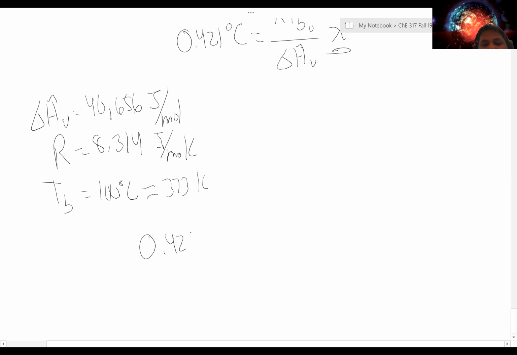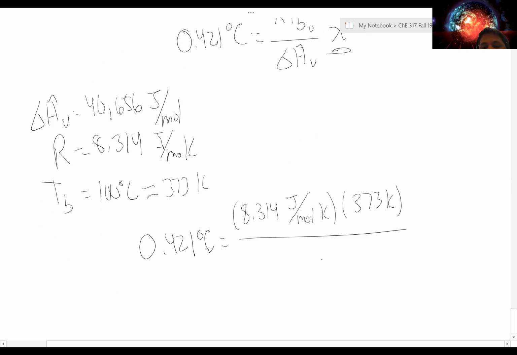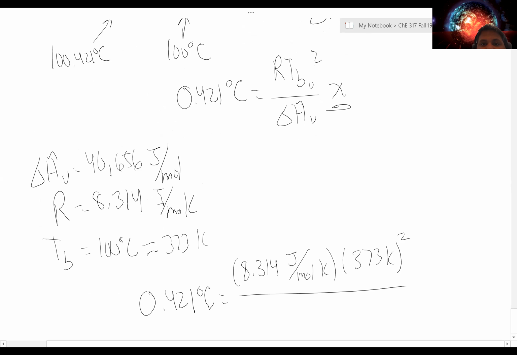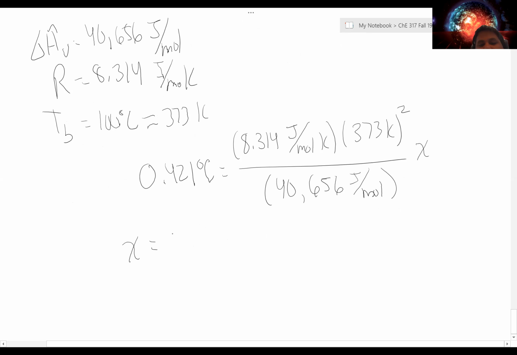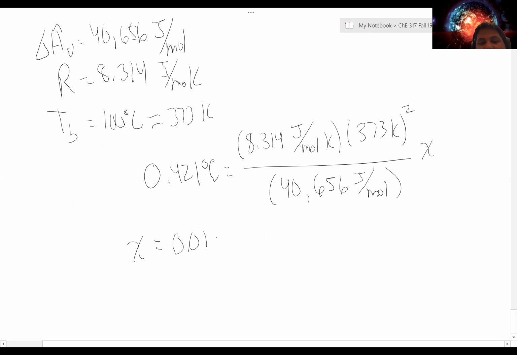Or I can say 0.421 degrees Celsius is equal to 8.314 joules per mole Kelvin, times 373 Kelvin squared, divided by the enthalpy of vaporization, 40,656 joules per mole, times X. And so if you solve for X, you get about 0.015.